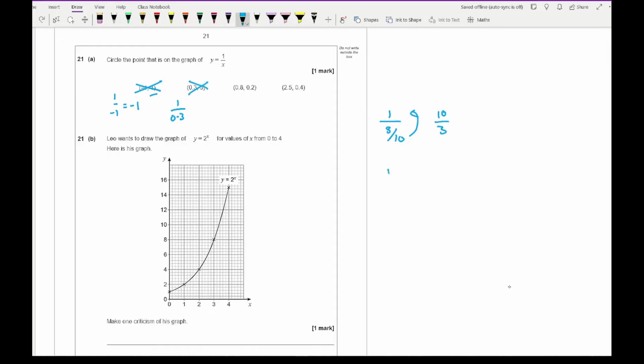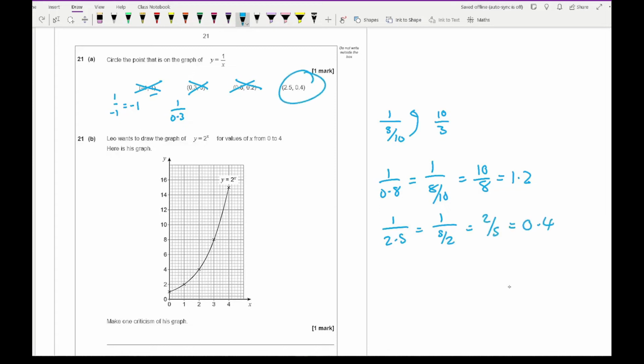Then we've got 1 over 0.8, which is 1 over 8 over 10, which is 10 over 8, and 10 over 8 is 1.2, so that is not the case. So let's look at the last one. So we've got 1 over 2.5, which is 1 over 5 over 2, which is 2 over 5, which is 0.4, so it is the fourth option.